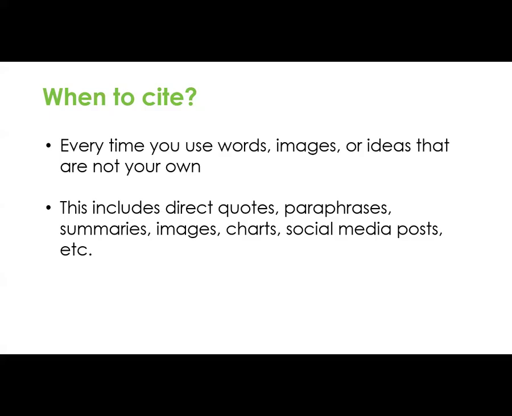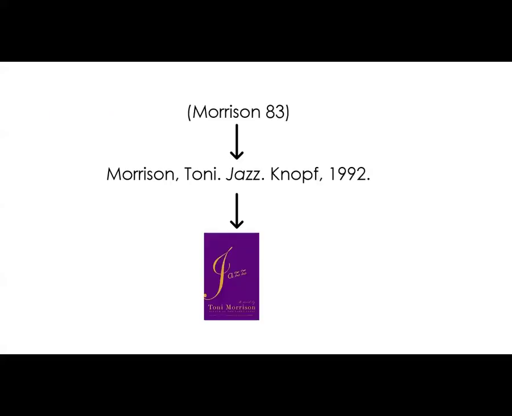So we have the short form in the parentheses in your paper, and then at the end, the long form in the works cited page. And what this does is it creates a little map back to the original source. So I'm reading along, I see an internal citation, I flip to the end of the paper, follow that to the works cited section, find the author's name there and see the long form citation, and I can track down this exact edition of Jazz, which in this case is from 1992, and in that book on page 83 I should find whatever has been referenced in the paper.